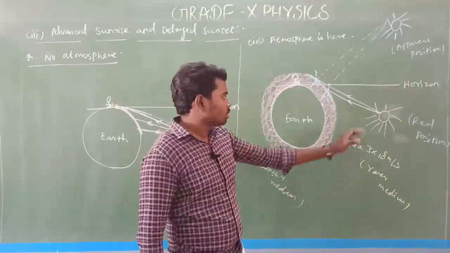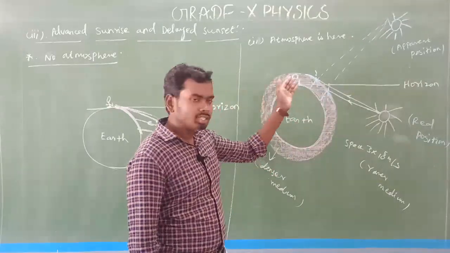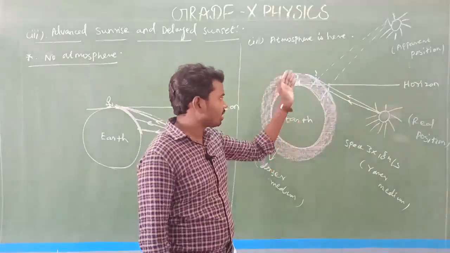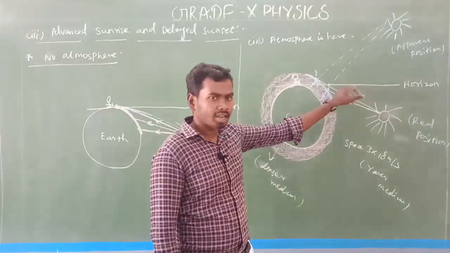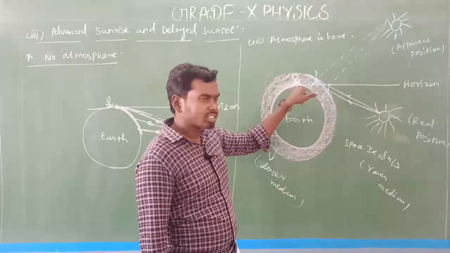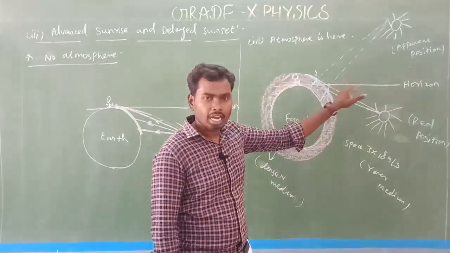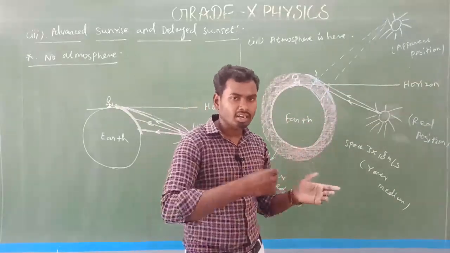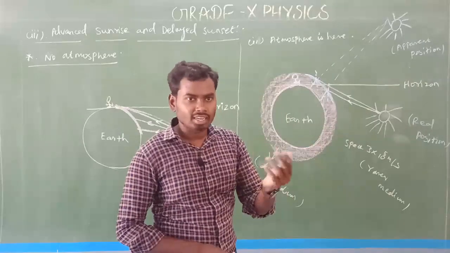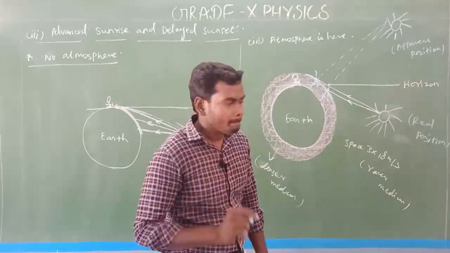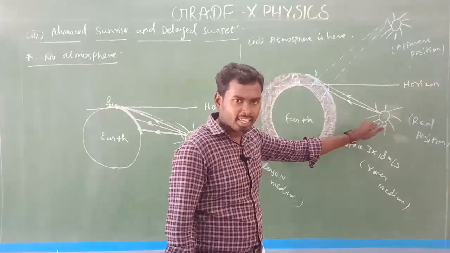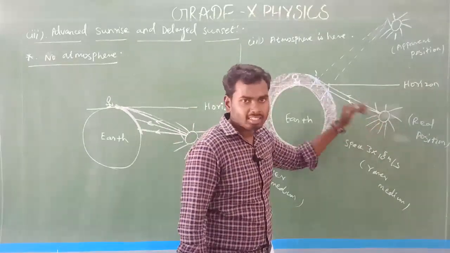Okay. Yes. So look here. Consider the Earth's surface, surrounded by the atmosphere. Then this is the horizon. What is the horizon? The line at which the surface of the Earth and the sky meet. What are sunset and sunrise? If the sun is below the horizon, that is sunset. If the sun is above the horizon, that is sunrise. Already we know this very well. Now consider the sun is below the horizon, not above the horizon.